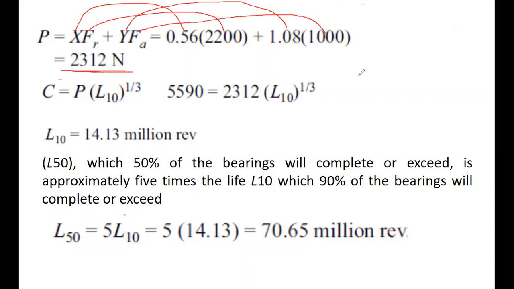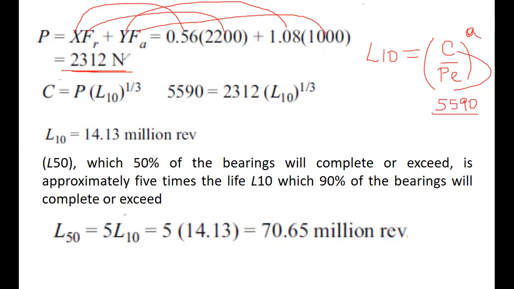Next, you're going to use the formula of load life relationship. L10 is C upon PE raised to A or P or K, whatever you write down. That's also on page number 15.2 of Bhandari Design Data Book. L10, right? We have to find out. We have C, right? C is already given in the numerical as 5590, right? PE, we just now found out, which is 2312 raised to 3. We will get the value of L10, which is 14.13 million revolutions. So very easy. L10 we found out.